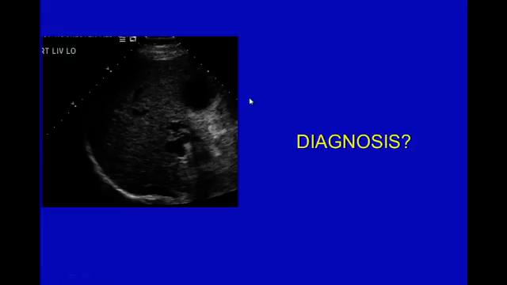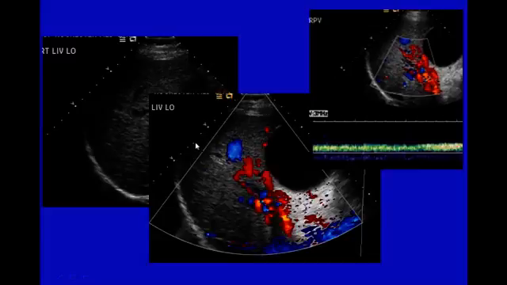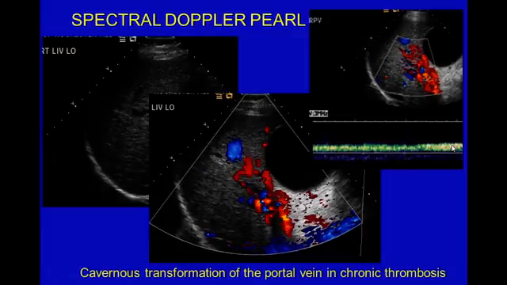Now everyone should have a portal vein, and when you don't see one, the problem is it's probably gone. So when you see too many of them or too many holes that are black, you also have to turn on the color to figure out what's going on. And here you can see multiple vessels in the portal system which have portal venous waveforms, and our diagnosis here should be cavernous transformation of the portal vein.